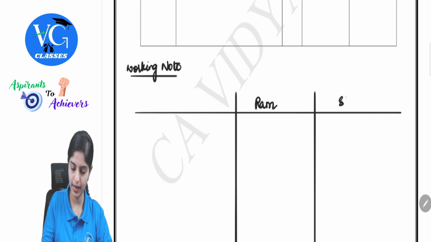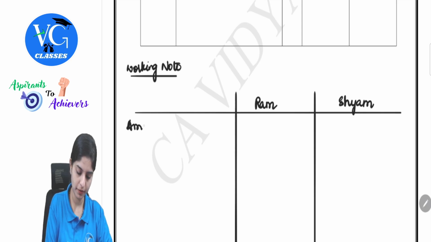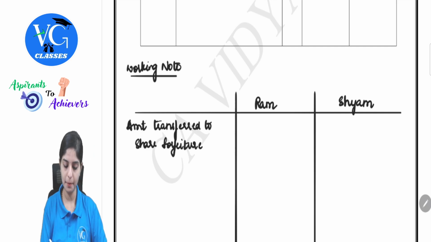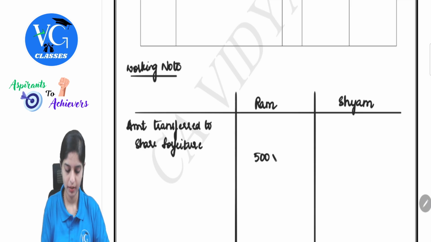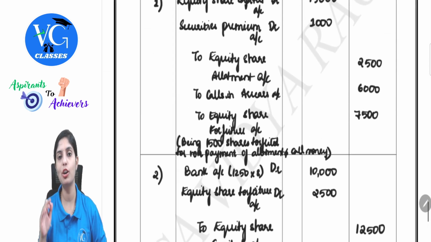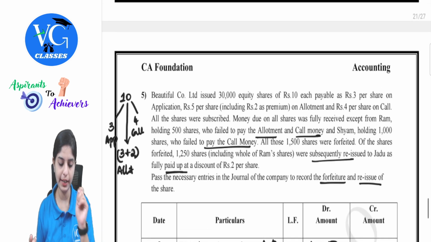Ram and then Sham. So first we will find out how much is the amount transferred to share forfeiture. Ram held 500 shares. Amount transferred to share forfeiture is nothing but how much money cannot be taken back or cancelled.